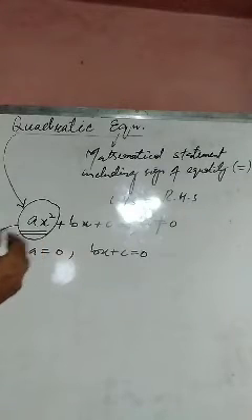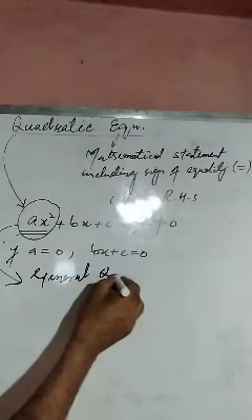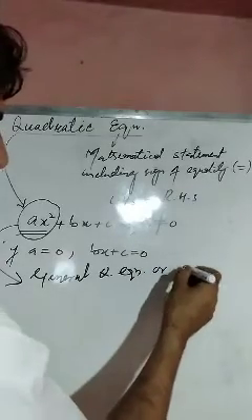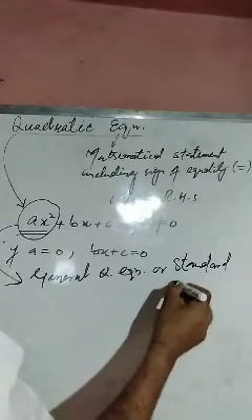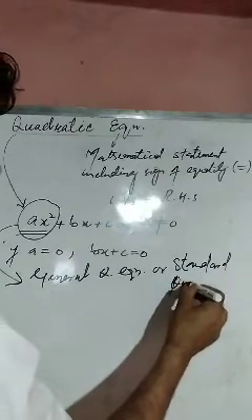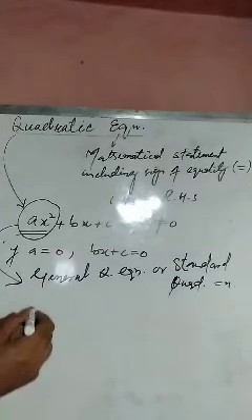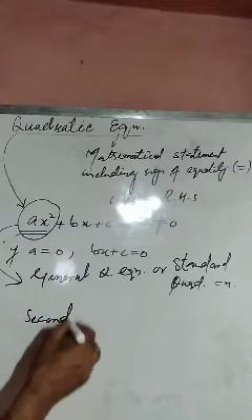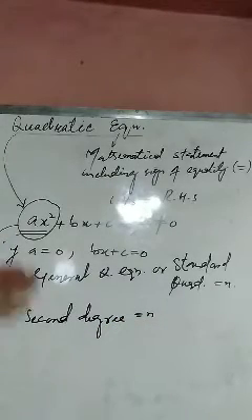Now this form is known as the general quadratic equation, or you can say it is also known as the standard form of quadratic equation. Or it is also termed as second degree equation. Yes students, we know it by the name of second degree equation as well.